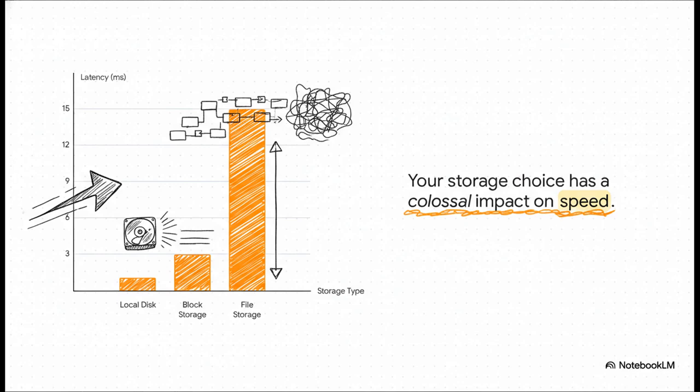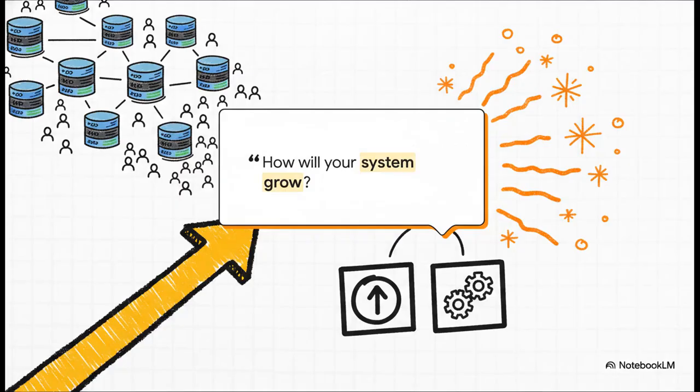Look at this. Reading from a local disk is incredibly fast. Even network-attached block storage is still really fast. We're talking single-digit milliseconds. But the moment you jump to network file storage, that latency explodes by an order of magnitude. Why? Because of all the extra network round trips and protocol stuff for every single operation, those milliseconds add up incredibly fast.